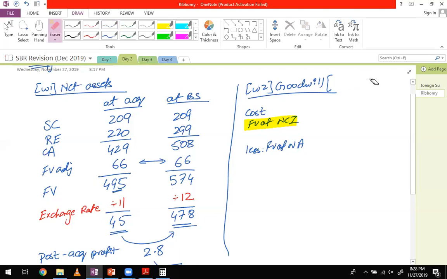Or let's assume a fair value of NCI because full goodwill is something which is more important from SBR's perspective. So the cost was given at 330 million dinars in the question. Let's assume the fair value of NCI to be 220 million dinars. We are assuming this. Let me write assuming.